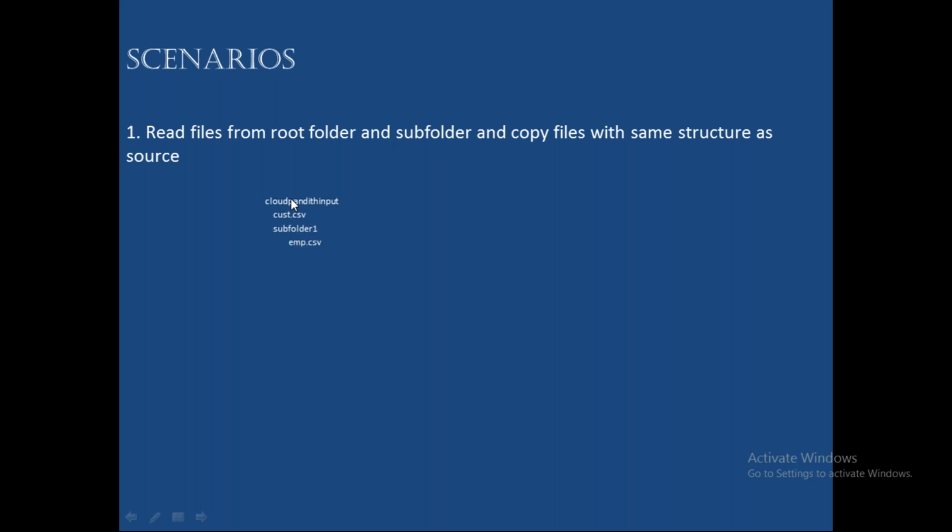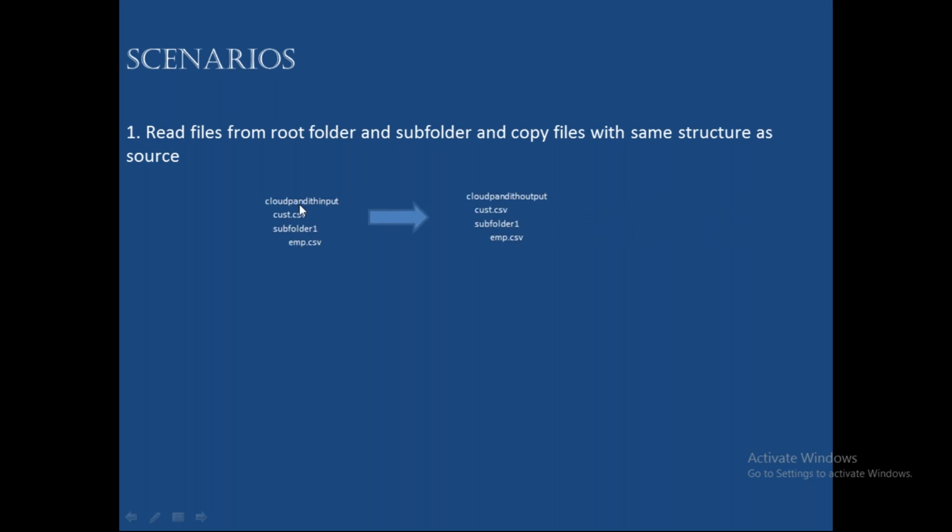Under the root folder you have 2 things: custod.csv is the file, and subfolder 1 is the directory, which is another folder. Under this subfolder 1, I have one more file called emp.csv. So in the root folder we have one file and one directory, and in the subdirectory I have one more file. Now what I want to do is copy exactly the same structure into my output.